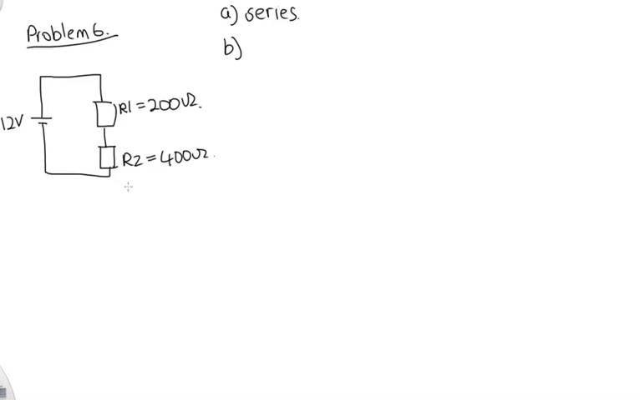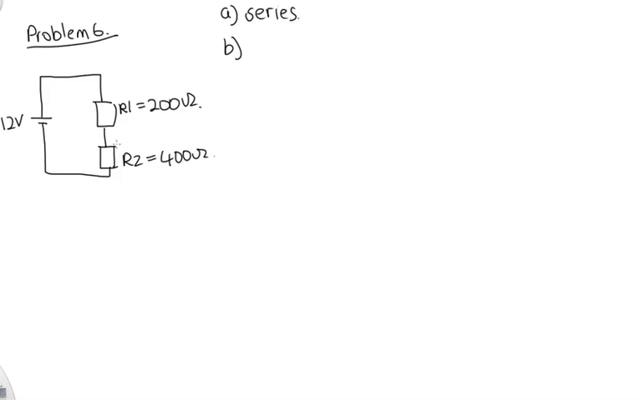Now there's a number of ways that we could do this. One way would be to look at the relative resistance. As this one has twice as much resistance as this one, the voltage drop across R2 must be twice the voltage drop across R1, and so we'd have 1/3 of the voltage drop across R1 and 2/3 across R2, so 4 and 8 volts. That's one way to do it.